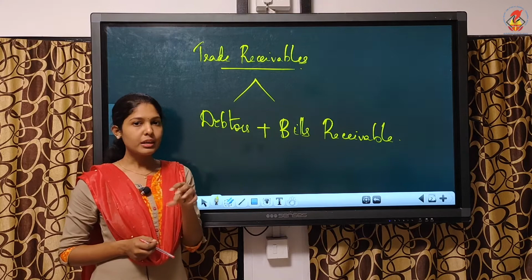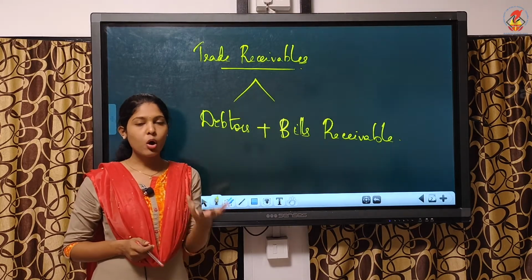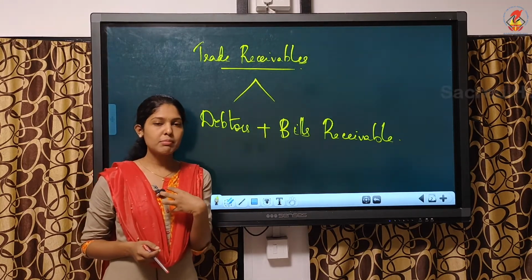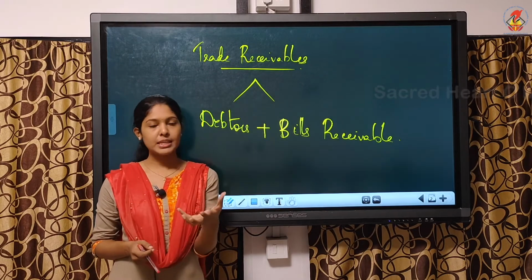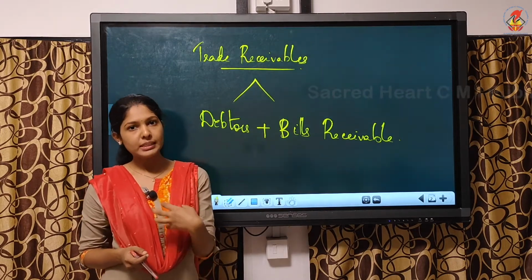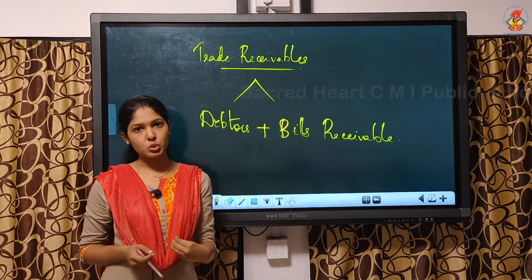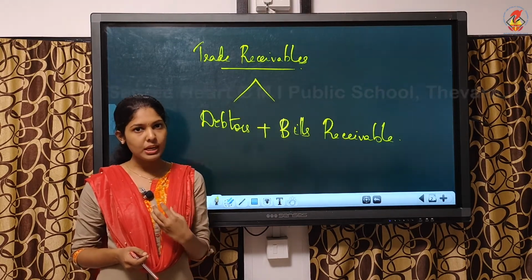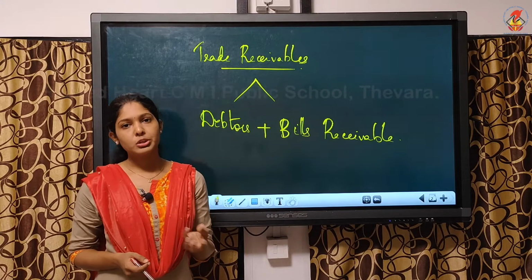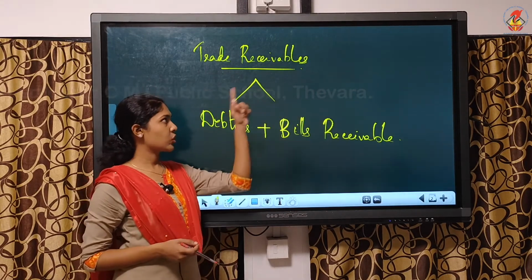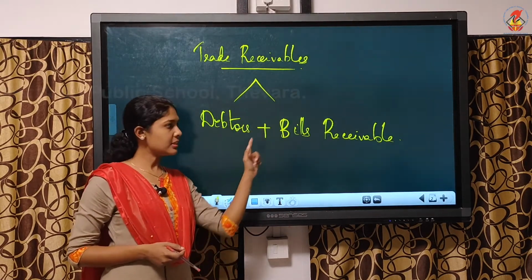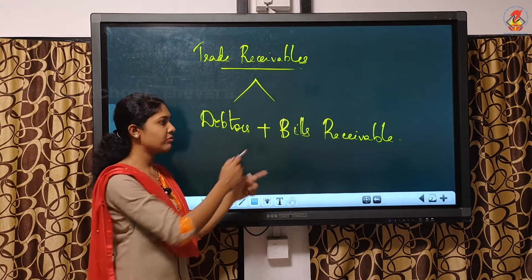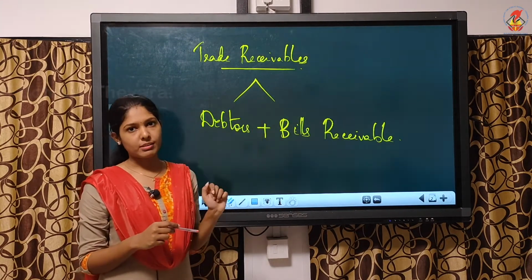Suppose you are selling goods on credit. On credit means you will be getting the payment only after a particular period. So that will be termed as receivable for you. So it's the amount you have to receive, that is receivable against sale of goods or services. That's the meaning of trade receivable. It includes debtors and bills receivable. The sum total of these two will give you trade receivable.